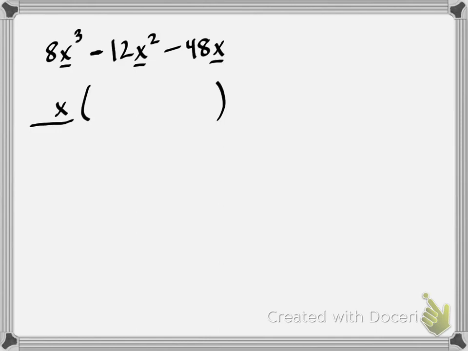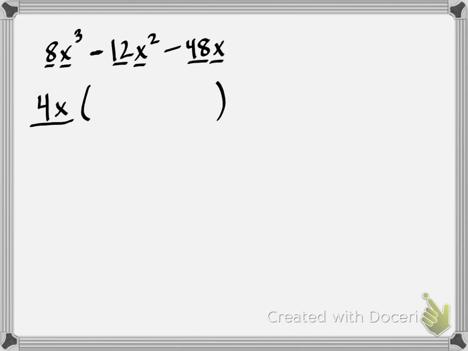Now I'm going to look at the 8, the 12, and the 48 and think, what is the greatest number that I can divide into all three of those evenly? And I'd like you to pause the video again and see if you can figure that out. All right, hopefully you've got it figured out, but let's see here. The answer should be 4. I can divide 8 by 4, 12 by 4, and 48 by 4.